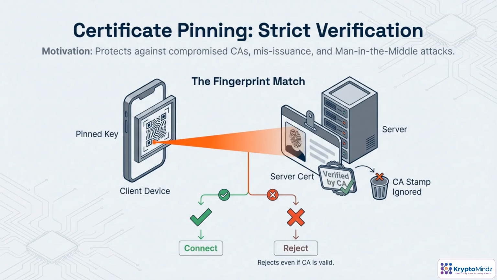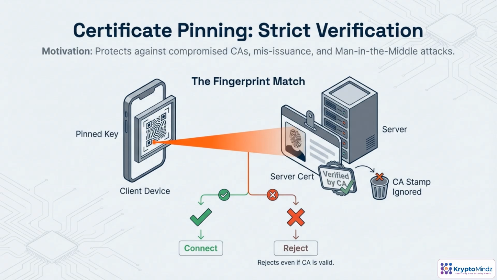Certificate pinning adds an extra layer of trust on top of normal TLS validation. In a standard connection, your browser or app trusts any certificate that chains up to a trusted CA. That usually works, but it leaves a gap. If a CA is compromised or a certificate is misissued for your domain, an attacker can still present a valid certificate and perform a man-in-the-middle attack.